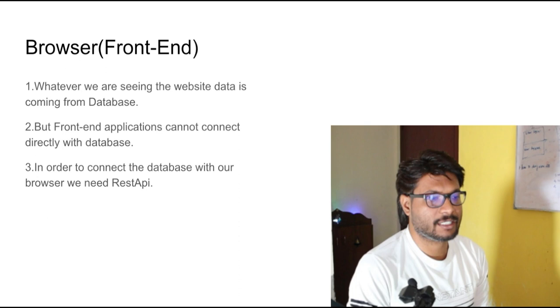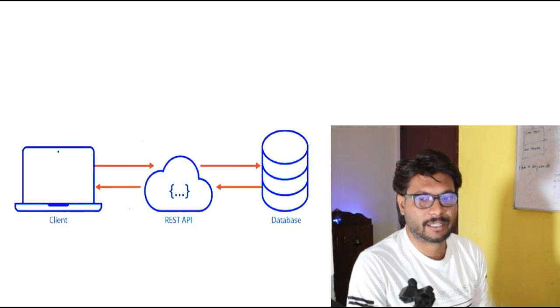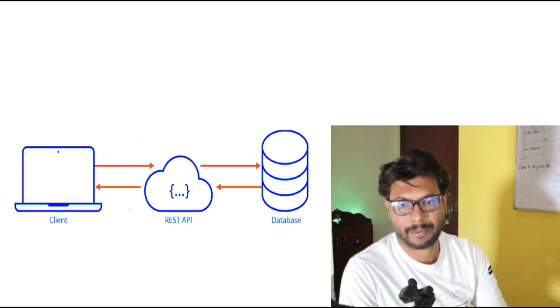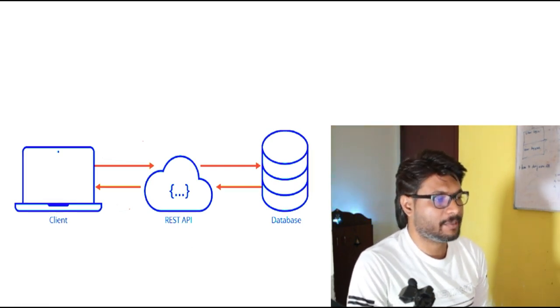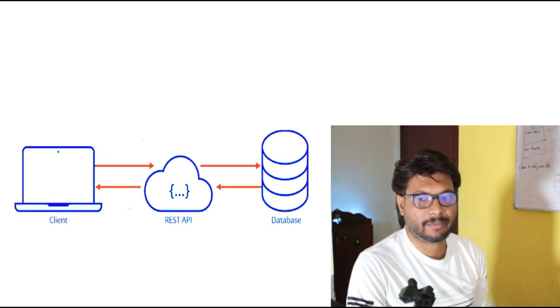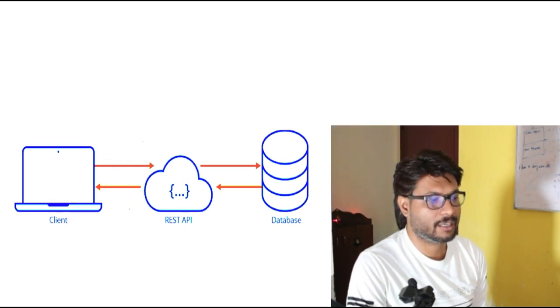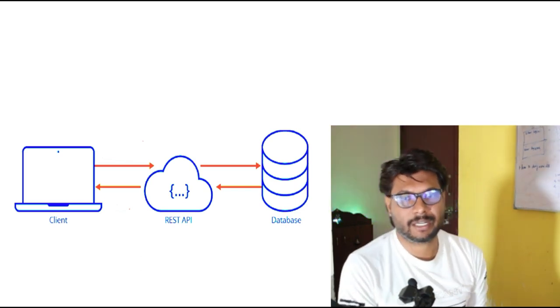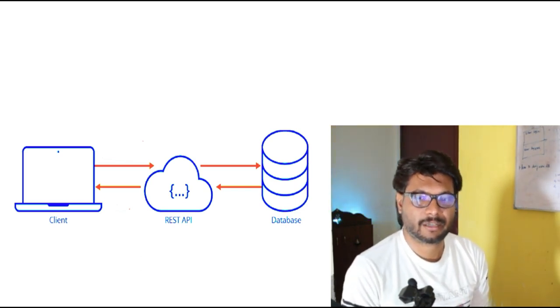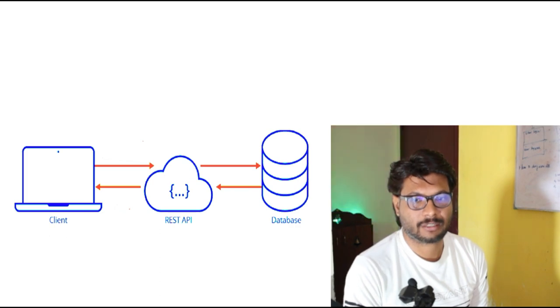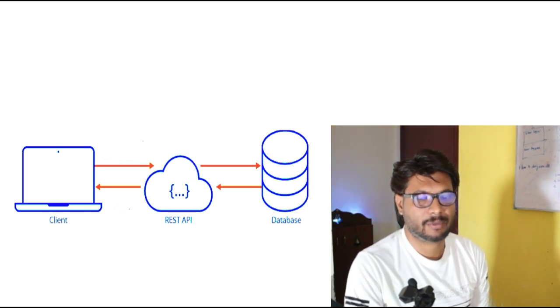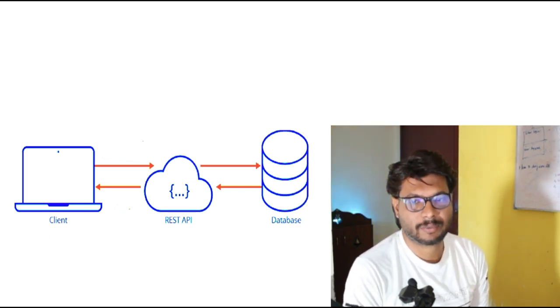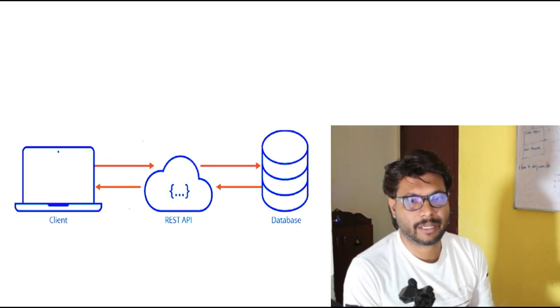Okay, so this is just a simple diagram. As you can see here, database is like a third layer, and in between we have a REST API. The client is nothing but the browser or mobile application or anything. So this client application does not directly connect with the database as it does not have the permission. In order to get the data from the database, we need a REST API. Okay, this REST API can be developed in different languages like Java, PHP, .NET, Node.js, or Python. Whatever languages are available to develop the REST API, we can develop the REST API, and it can be consumed by the client.